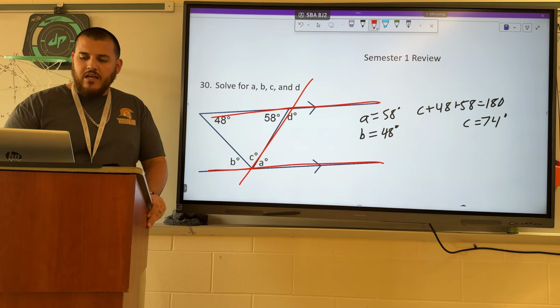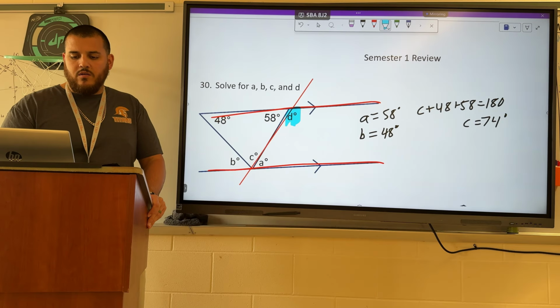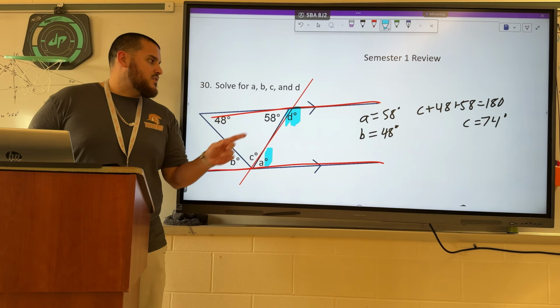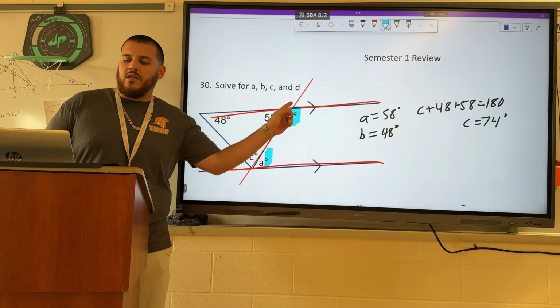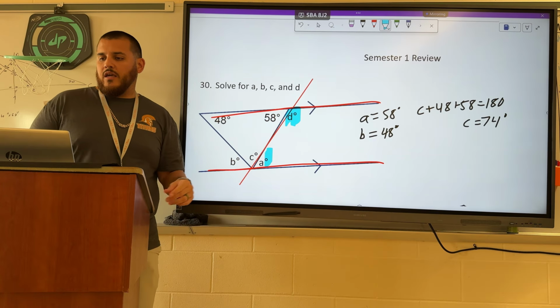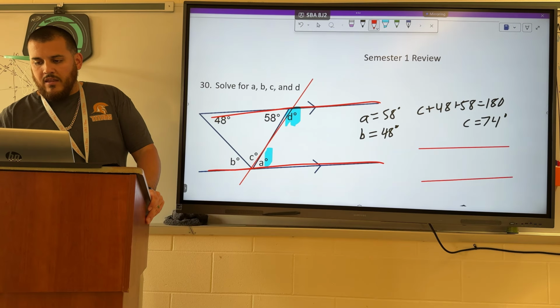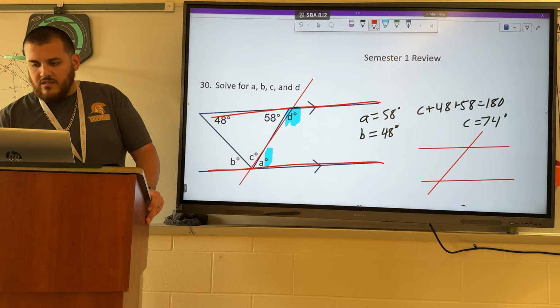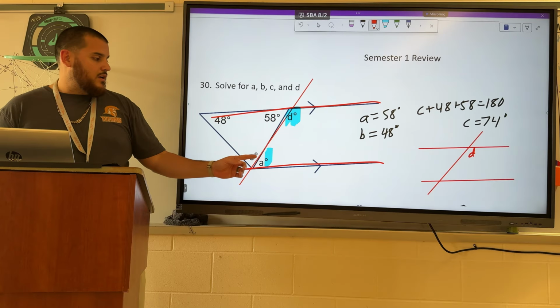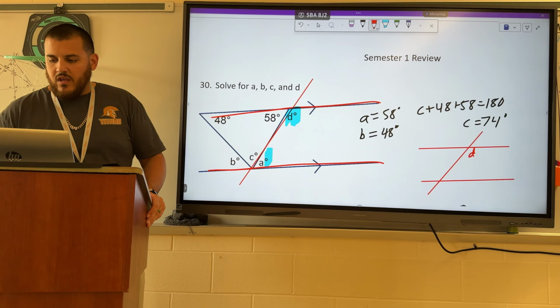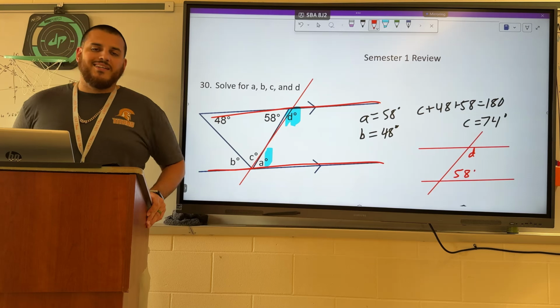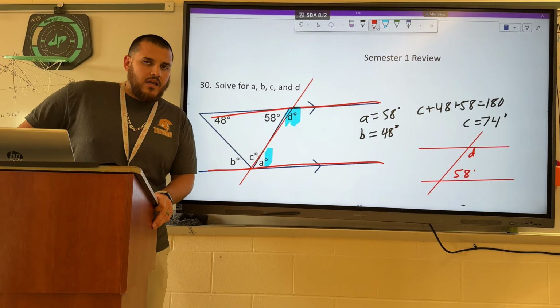Lastly, we got to find the measure of variable D, and we can do that again by looking at these highlighted portions. The ones that matter here would be D and A. We could also technically look at the linear pair here with 58 and D, but I want to review this specific angle pair with you guys. So if I draw these separate, what I've highlighted here would look like this. We have our variable D. We've already solved for A prior. It's 58 degrees. These are consecutive interior angles.